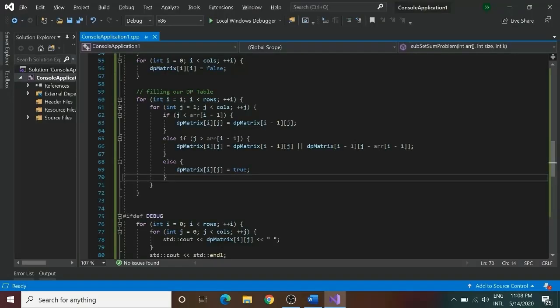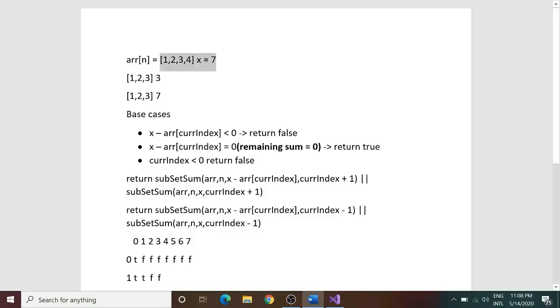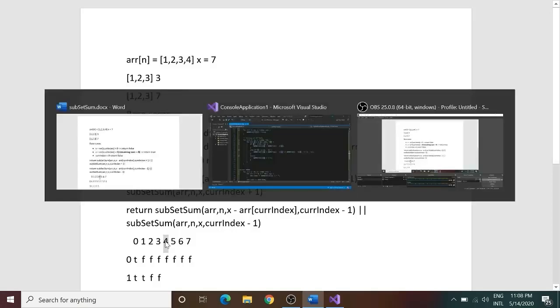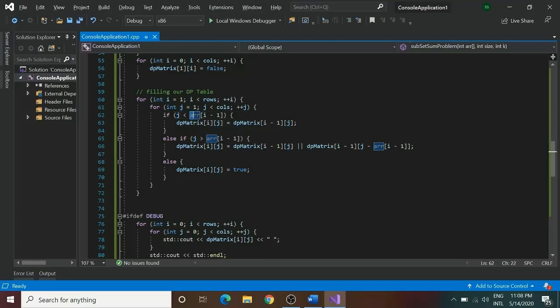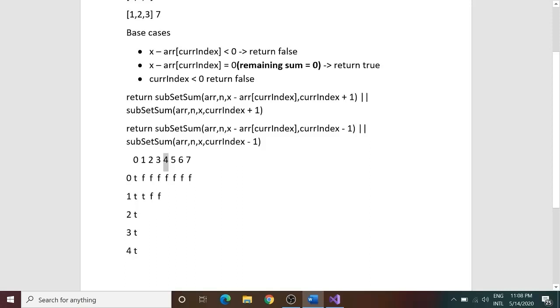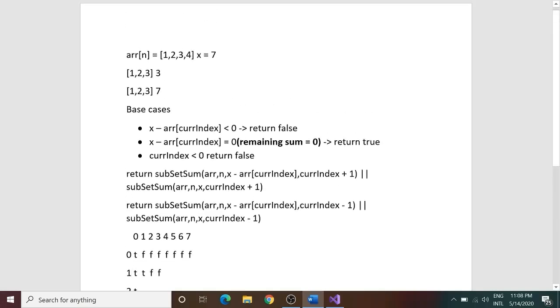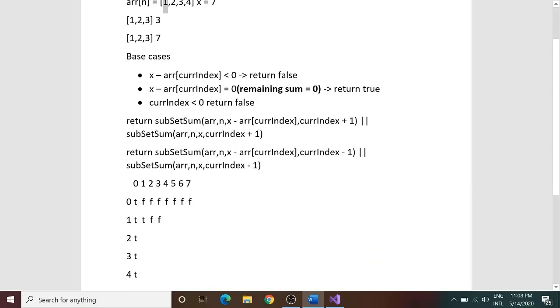Now coming on to the code, what do we see over here? Suppose I take this 4. If my j is less than array of i minus 1. And why am I doing array of i minus 1? Look, I would be starting with this row, which is actually my first row. But in the array, where is 1 present? It is present at the 0th index. And hence all these elements will be accessed by decrementing 1 from their respective rows.